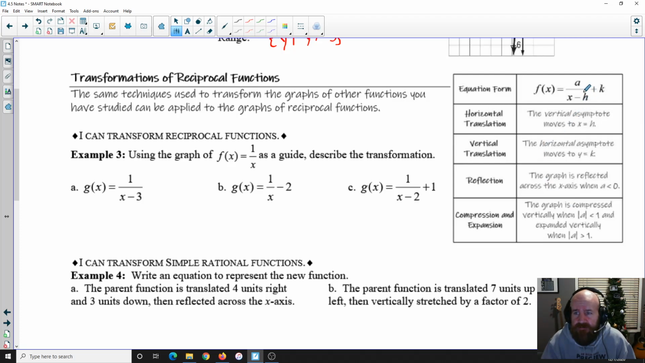The h value, that's the shift left or right, so the horizontal translation. And then the k value is shifting up or down, and that's going to be our vertical translation. If the a value is negative, that means we're reflecting over the x-axis. So it's all things that we've looked at before. It's just a little bit different where these things are located in the function.